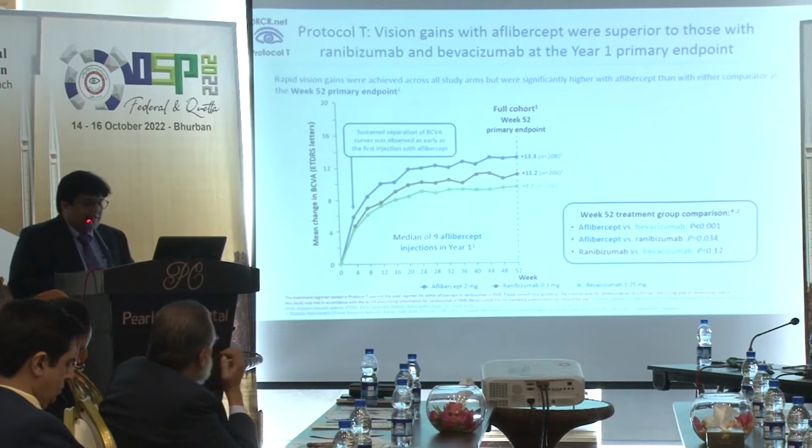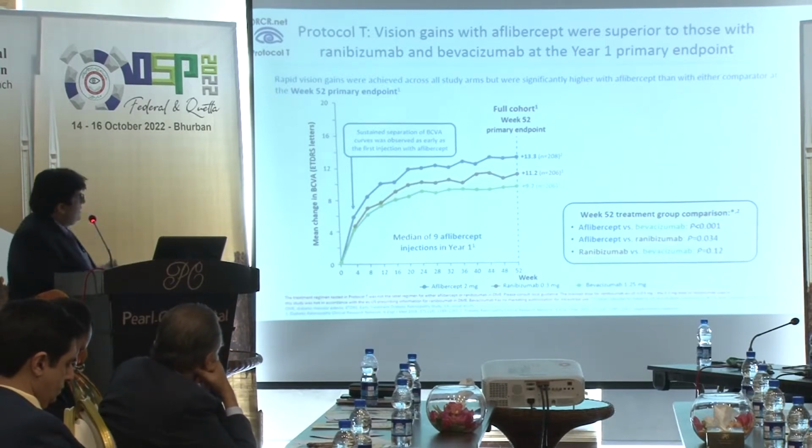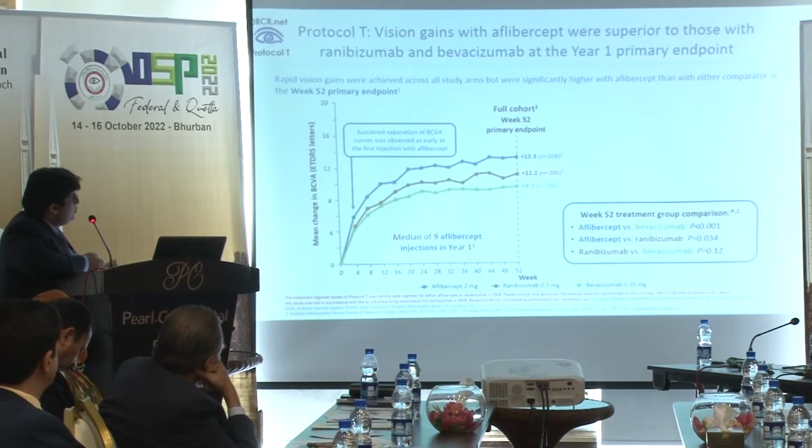At week 52 we have these results that you can see here: the mean gain was 13.3 letters in the 208 patients recruited in the group who got Aflibercept. This red curve is for the ranibizumab patients, and the green one is for the bevacizumab patients. You can see at the 1 year mark the sustained separation of gain in the best corrected visual acuity.